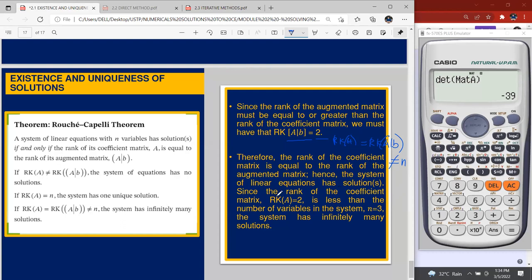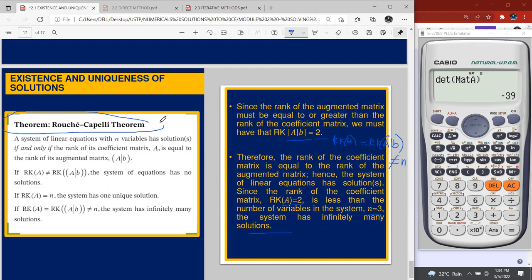Okay, since the rank of the coefficient matrix is 2 and is less than the number of variables in the system, which is n equal to 3, the system has infinitely many solutions. Pag ing-ana ang case, i-avoid na sa nato. Okay?